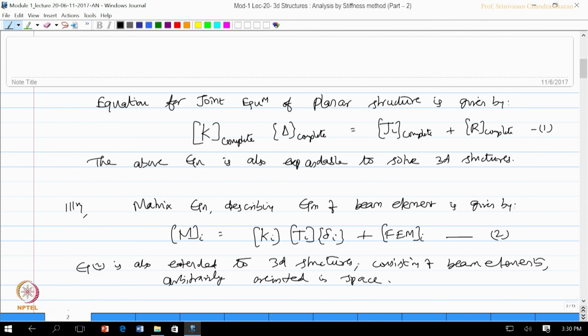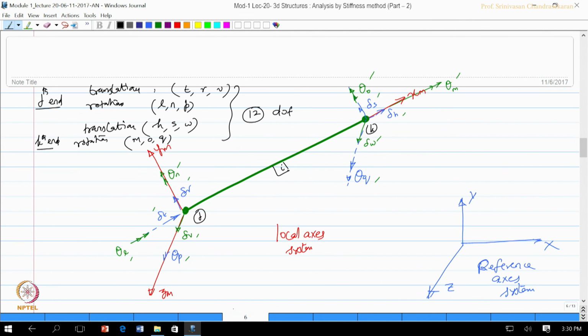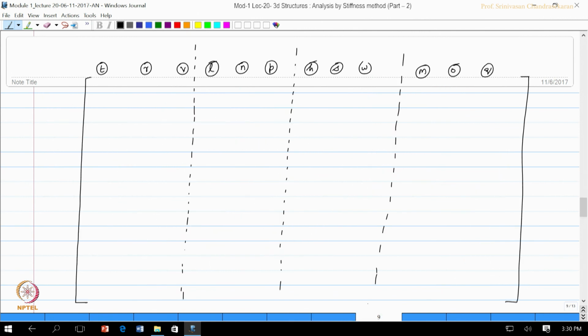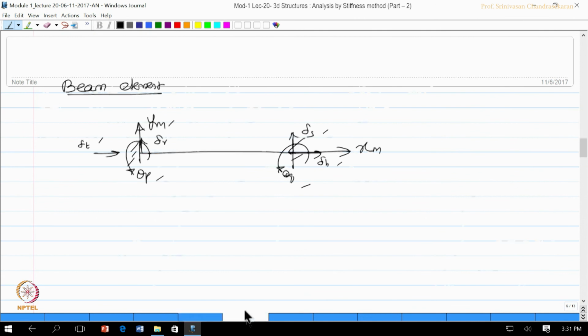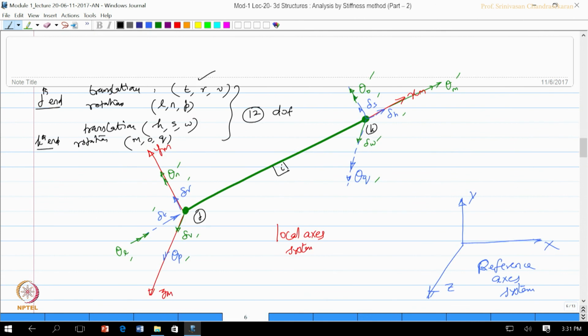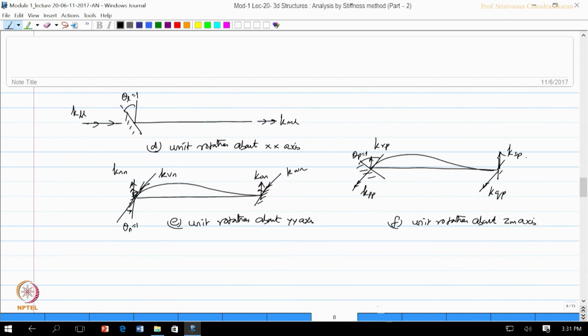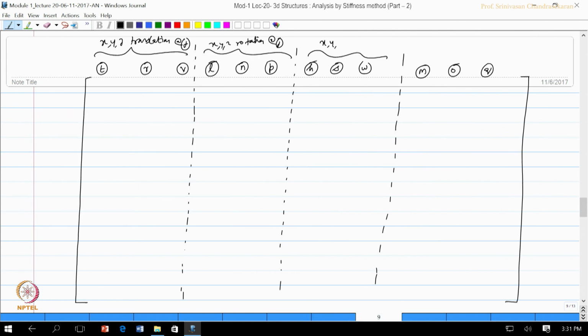Actually, if you look at them carefully, T, R, V are translations and L, N, P are rotations at the jth end. So, let us carefully write it here. These are x, y, z translations at the jth end. These are x, y, z rotations at the jth end. Naturally, this will be H, S and W, then M, O and Q, which will be x, y, z translations at the kth end. This is x, y, z rotations at the kth end, correct.